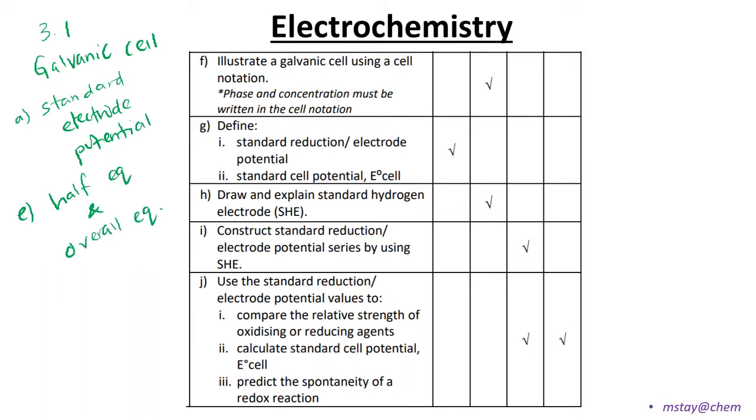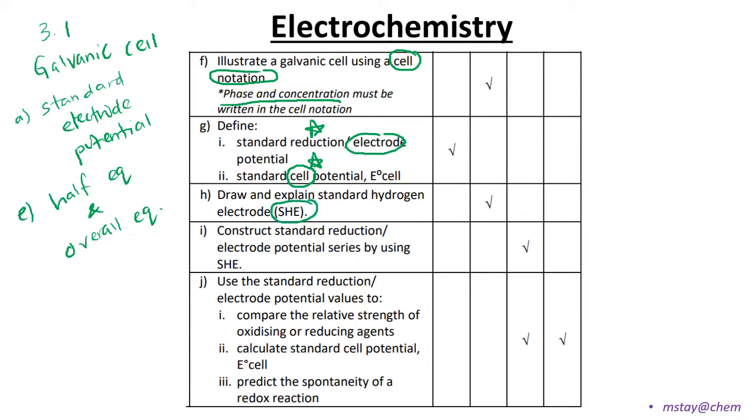We will also cover the cell notation as we mentioned previously. Please remember that we need to include the phase and also the concentration when writing the cell notation. And then we need to know the meaning of standard reduction potential and standard cell potential. So one is cell potential, one is electrode potential. So what's the difference?